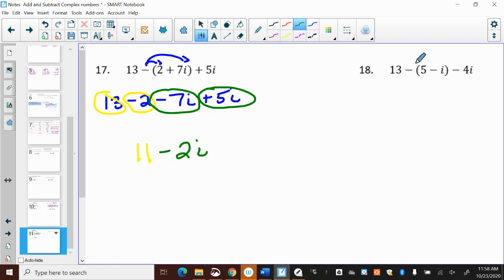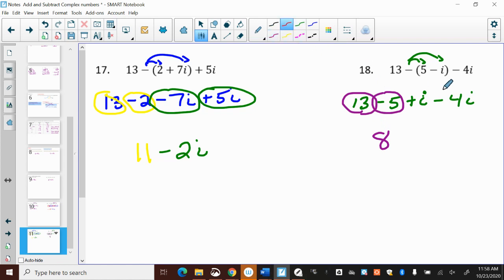One last problem here. Again, we got to distribute that negative through. It's going to be 13 minus 5 plus i, because a negative times a negative is a positive. Bring down that minus 4i. We will combine up the real parts. That's just the numbers. 13 minus 5 is going to leave you with 8. And then combining up the imaginary parts, i and minus 4i gets us a negative 3i.